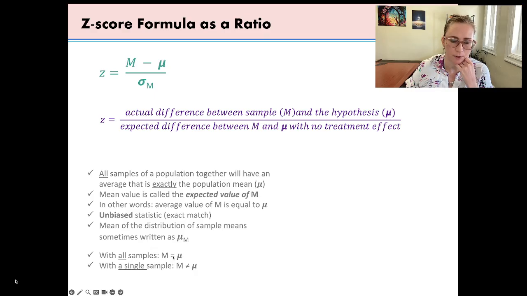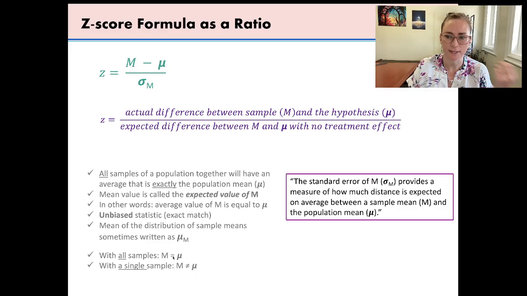So that's for all samples, but with a single sample, I'm going to be off. I might be off by a little, I might be off by a lot, I don't know. But the average amount that I can expect to be off is the standard error. That's my variability in how much I think I'm going to be off. So the standard error provides a measure of how much distance is expected on average between a sample mean and the population mean. Sometimes it might be small, sometimes it might be big, but on average, it's going to be a certain amount. And that's my variability. The standard error is the variability of my sampling distribution.